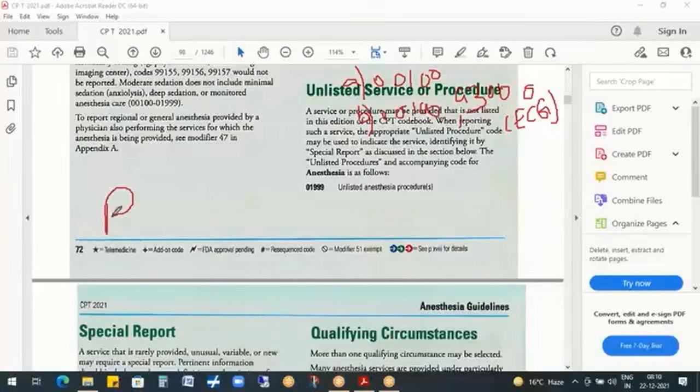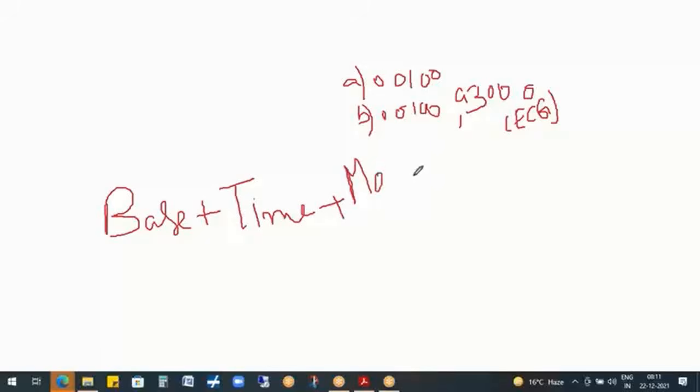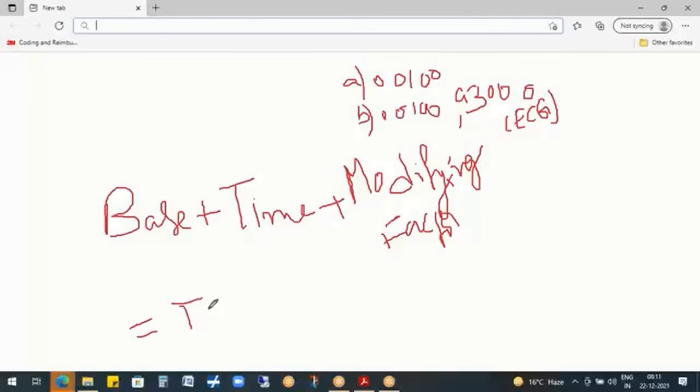First, base, B-A-S-E. Base plus time, T, plus modifying factor. Just write down continuously, equals total units.